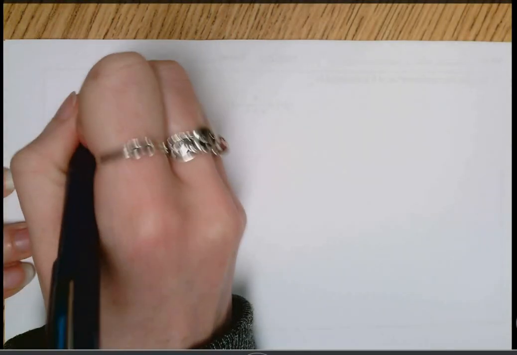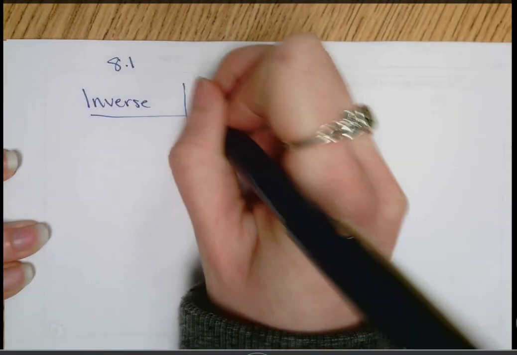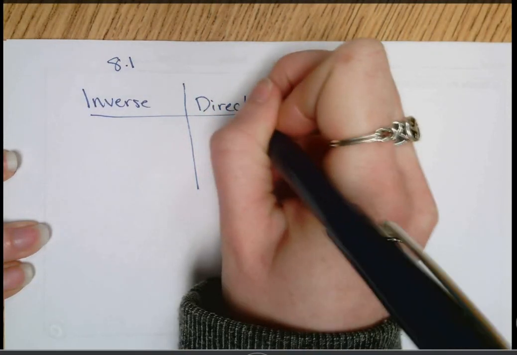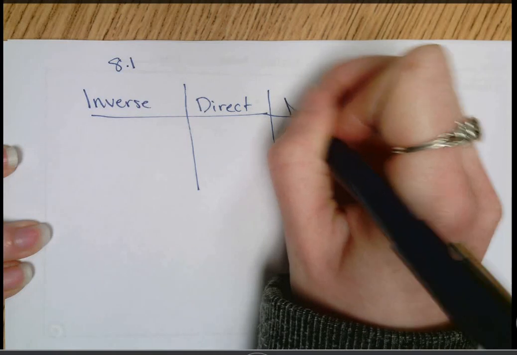Alright, this is a review video to go over all the stuff we learned about rational equations. First thing that I'm going to remind you of is stuff from lesson 8.1. This was a long time ago. This is that inverse versus direct stuff. So compared to direct and neither.